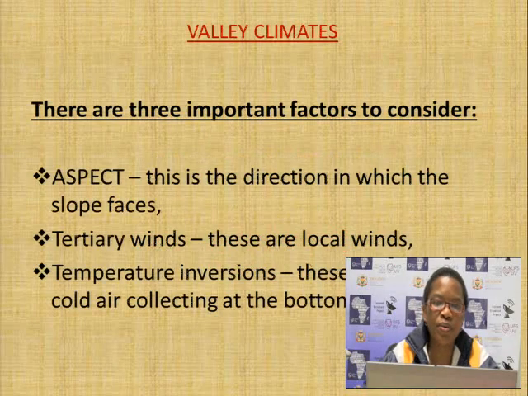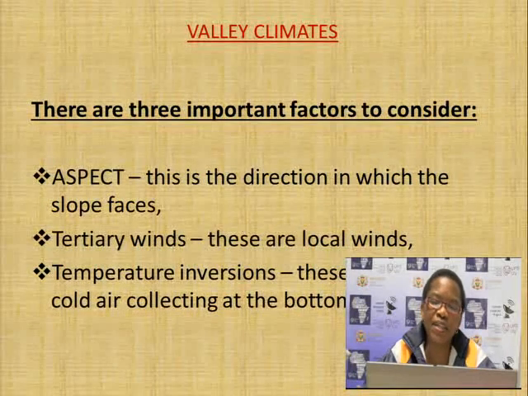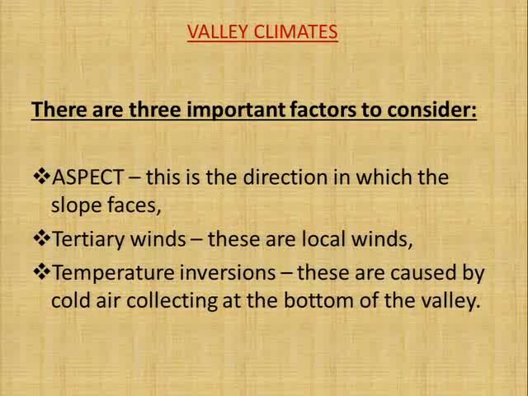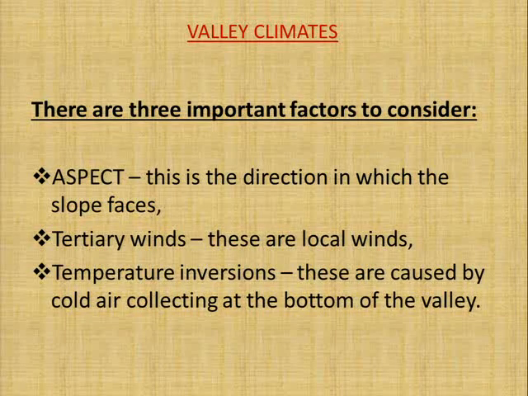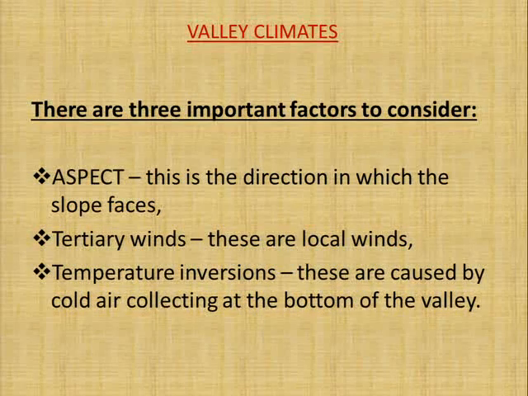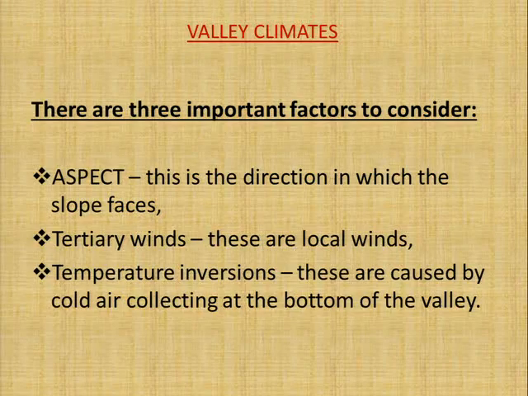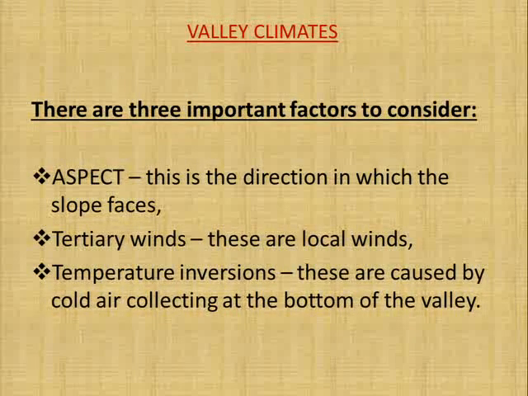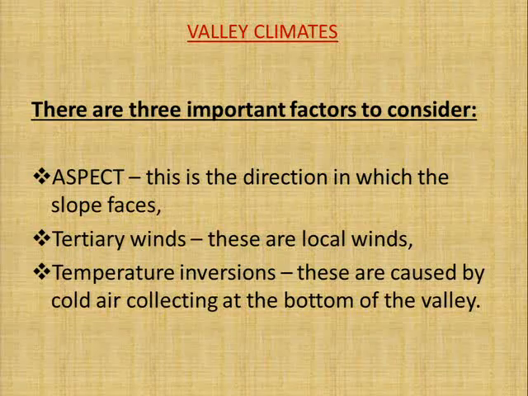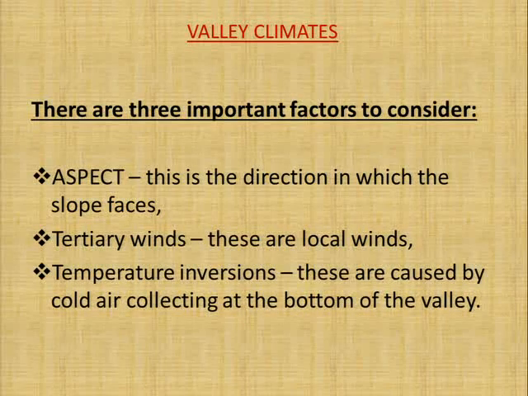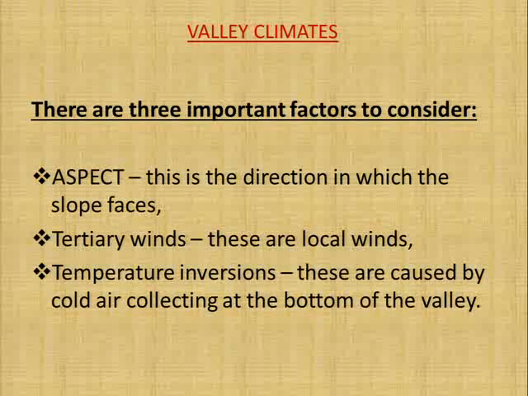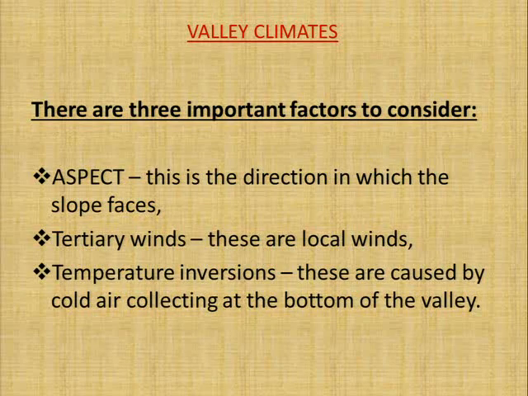So we are going to deal with the climate on a local scale, or on a smaller scale. Now, we have got three important factors to consider when we deal with these valley climates. So we have got the effect of the aspect. This is the direction in which the slope is facing. So we know that we have got different types of slopes. We have slopes that are facing north, and slopes that are facing south. We have the east-facing slopes, and the west-facing slopes. So now we are going to see how the slope is affecting the valley climates.